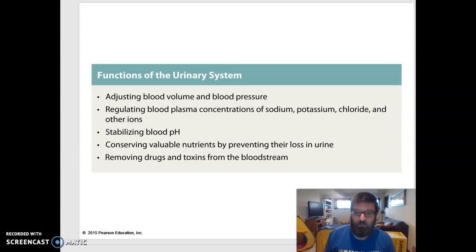Making sure we have appropriate levels of sodium and potassium, all those ions, hydrogen ions. So making sure our blood pH stays within a very narrow window. And making sure that when we're getting rid of stuff, we get rid of all the things like urea that are wastes and all the toxic things like drugs and metabolic toxins, but that we conserve valuable nutrients like amino acids and glucose, things like that.